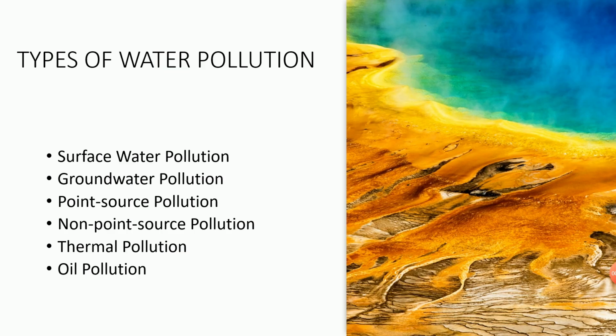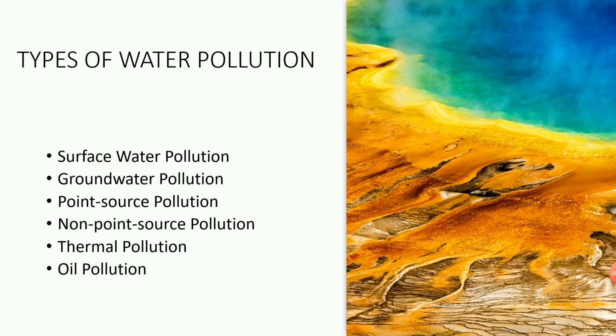That is groundwater pollution. Point source pollution means water pollution that occurs due to a single point source. That is, a single company is discharging their waste into the riverbed. Only that particular company is polluting the water. That is point source, a single point. If there are multiple sources affecting the riverbed, then it is non-point source pollution.